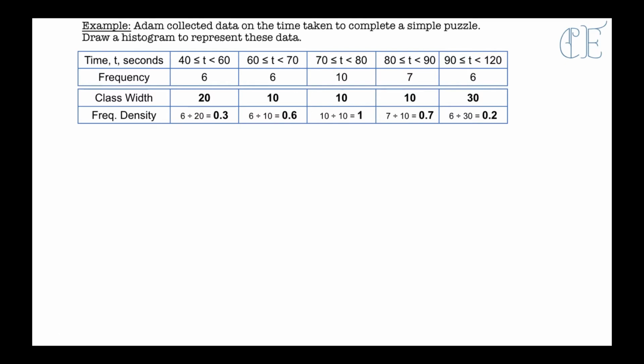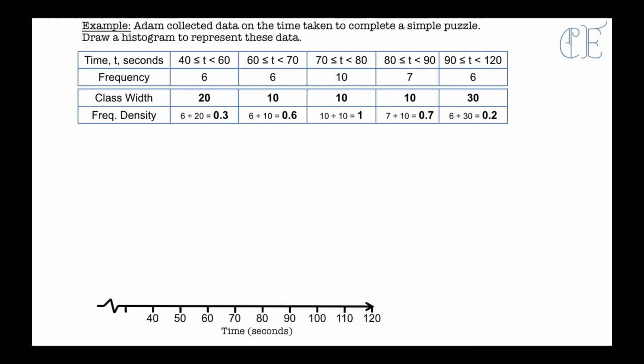Next, we draw our axes. Our axes are drawn with the time in seconds across the bottom and the frequency density along the side. So the vertical axis is always the frequency density, which is why we had to work it out. And the time in seconds, or whatever information was given here, goes along the bottom.